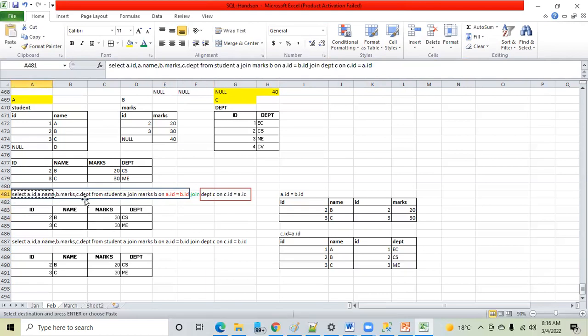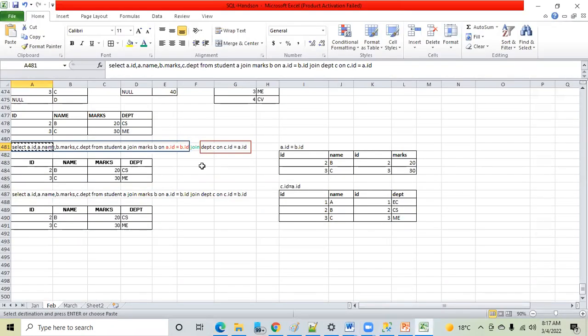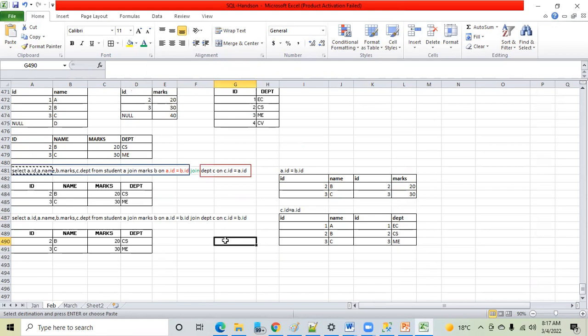If I take the same query and change the condition, suppose I join this first, B dot A or A dot B, whatever you want, or you change B to A here, you will get the same output. If I run this, you will get the same output, 2, 3 BC, right? But you are correct. If you are dealing with left and right join, then you have to be very careful. I will show you one example of that as well. Is this clear, first of all?